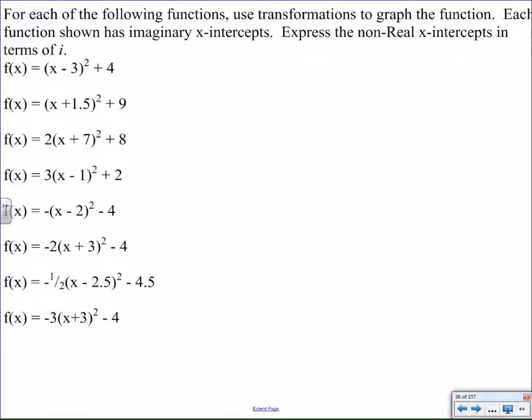Oh, yeah, by the way, this is going to be in PDF form on our Haiku page, and all of these functions are going to have imaginary x-intercepts. So if you want to practice getting solutions, even if the solutions are not real numbers, here's where you can find it. If you can't find the PDF, just pause the screen and screen capture it, and you have your homework ready to go.